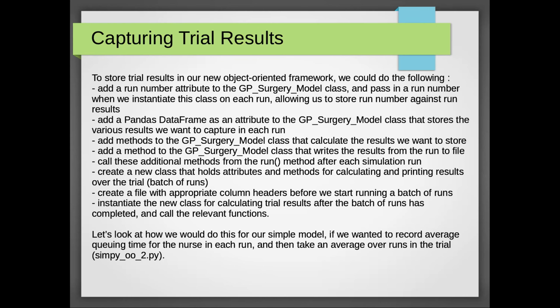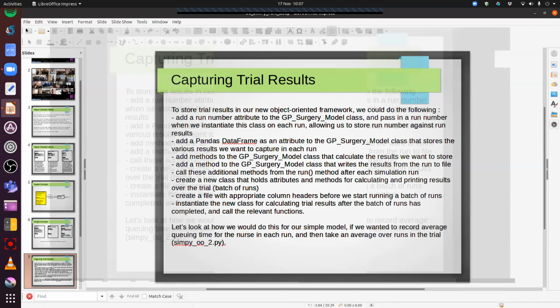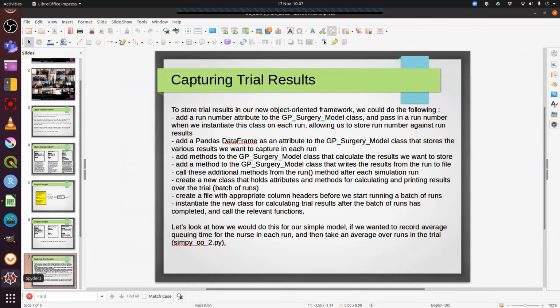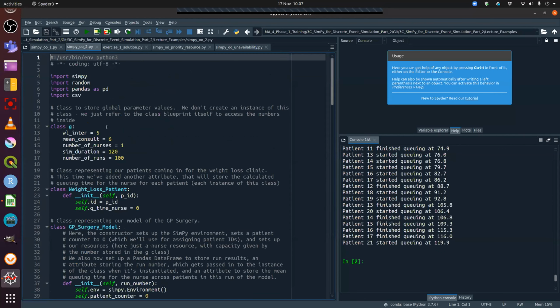Let's imagine we wanted to adapt our model that we've just written so that it records average queuing time for the nurse in each run, and then we'll take an average over all of the runs in the trial. So if I look at SimPy 002.py, let's go back to that one. Okay, so the imports are the same as before, except I'm also going to import pandas, so I can have a pandas data frame, and I'm going to import csv, which, you remember, allows you to do nifty things, reading and writing CSV files really easily.